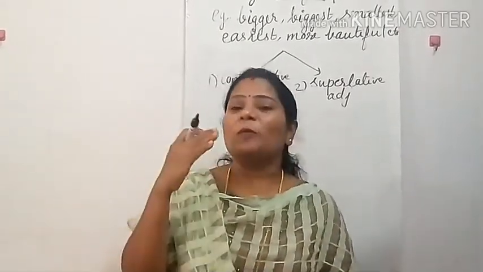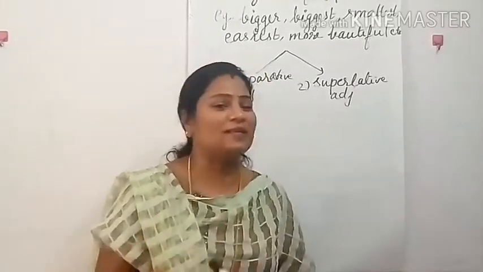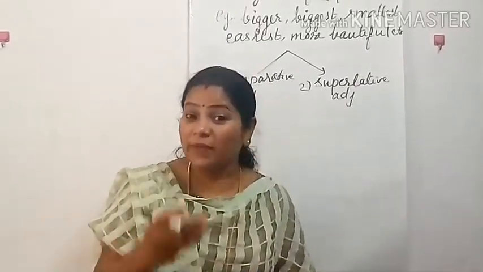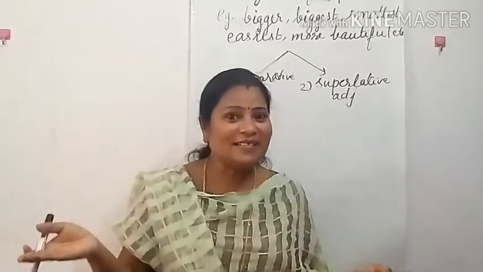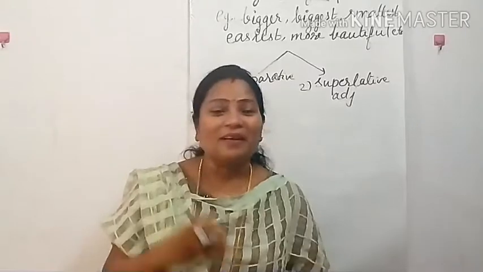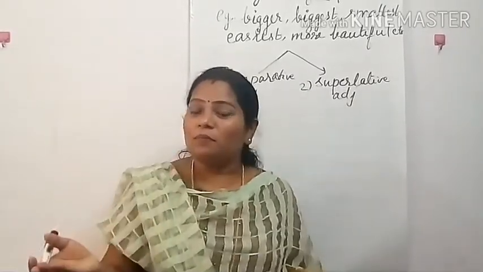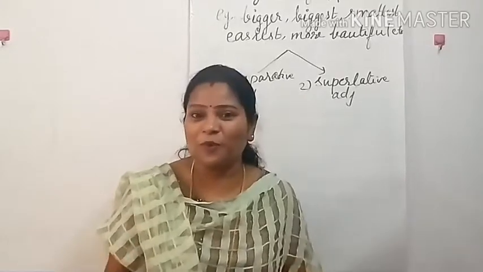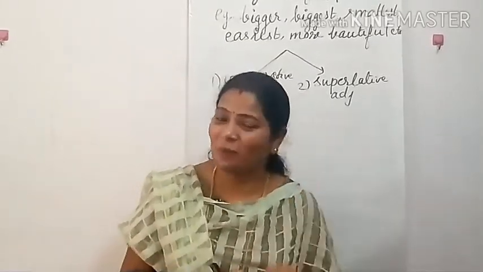Maybe you are comparing one place with another place, one person with another person, or one thing with another thing, or one animal with another animal. So all these are comparison. Now, there are words for adjectives of comparison. Some examples are bigger, biggest, smaller, smallest, easier, easiest, taller, tallest, more beautiful, most beautiful. All these are examples of adjectives of comparison.